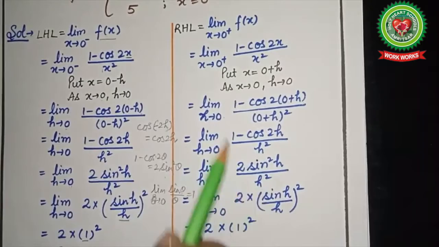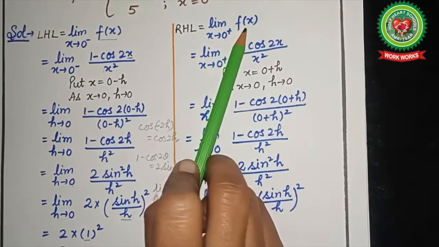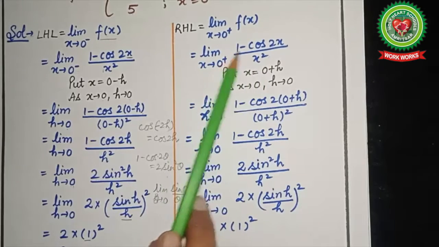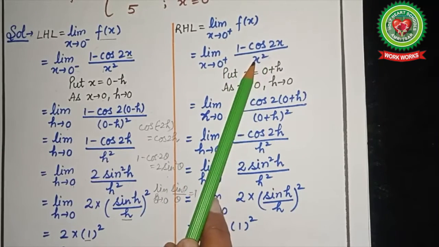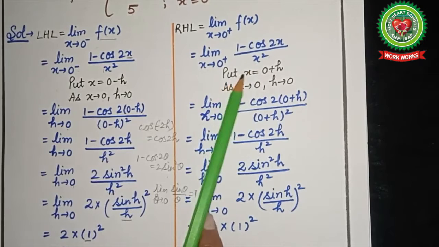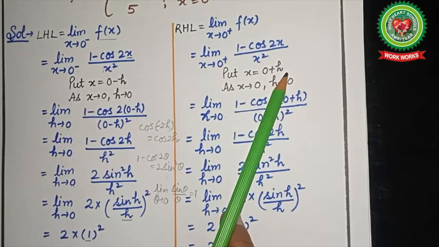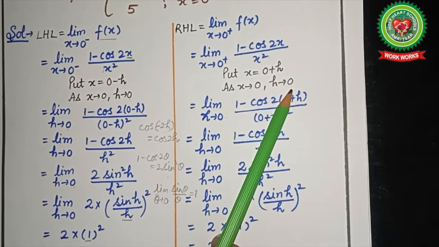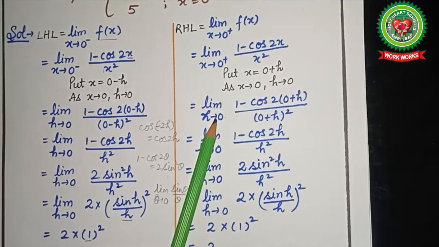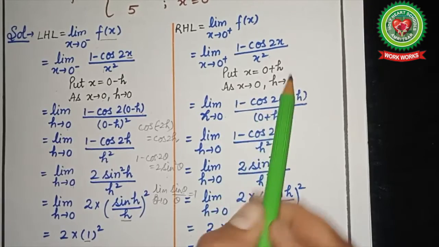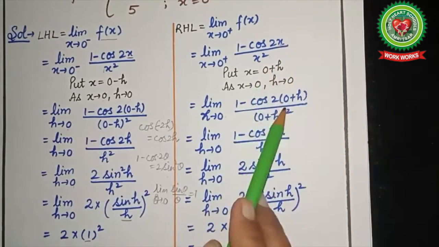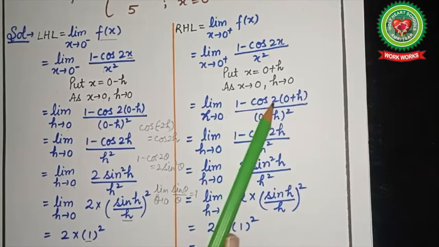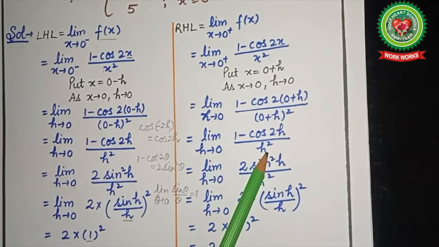Now in the right hand limit, limit x approaches 0 of f(x). Again the same function is there. So limit x approaches 0 positive of (1 minus cos 2x) upon x square. Now put x equal to 0 plus h. As x approaches 0, h approaches 0. So limit h approaching 0, 1 minus cos 2 in place of x put the value, so it is 0 plus h upon (0 plus h) whole square. So here we get (1 minus cos 2h) upon h square.